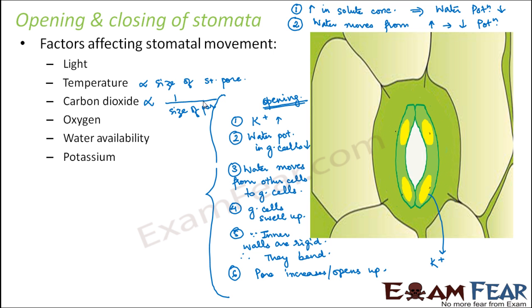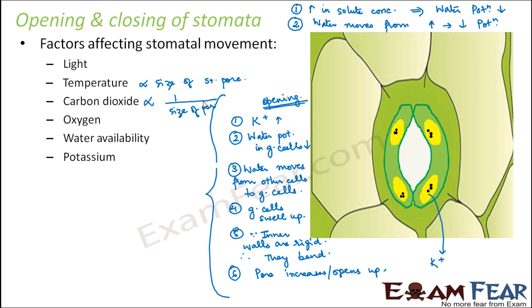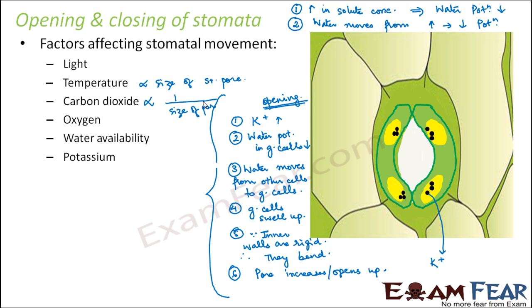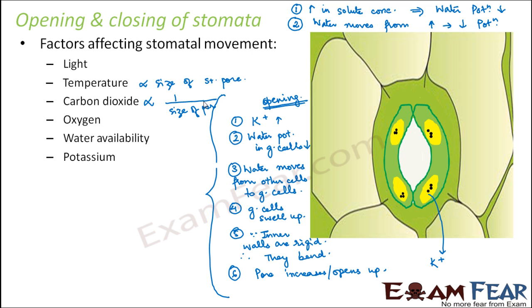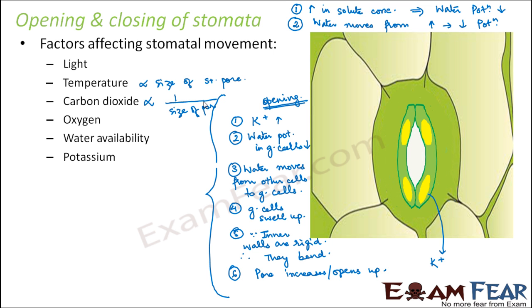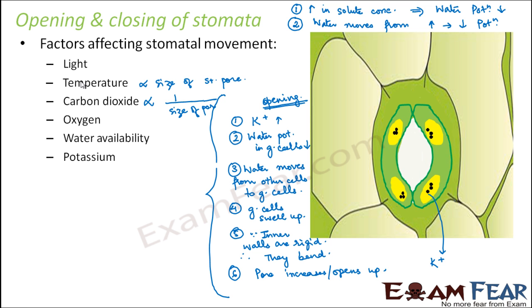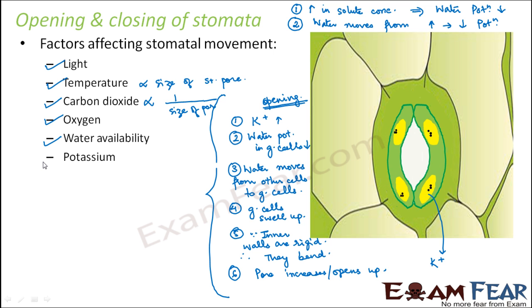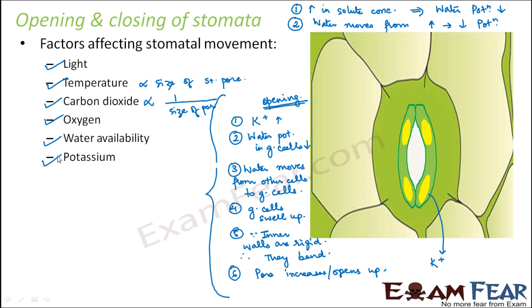And last is nothing but potassium. As I said just now, the concentration of the potassium ions basically governs the opening and closing of stomata. Now you can understand, since the opening and closing of stomata is dependent on so many factors like light, temperature, carbon dioxide, oxygen, water availability and potassium.